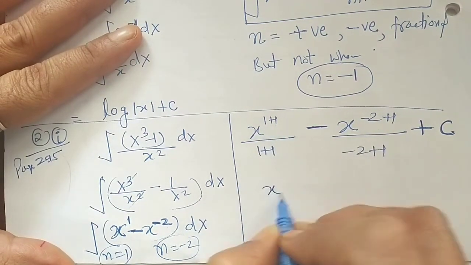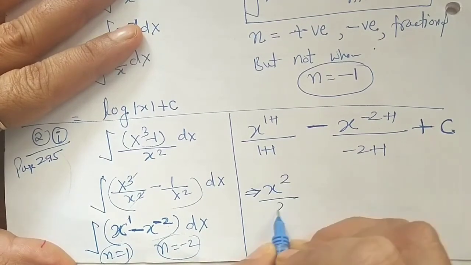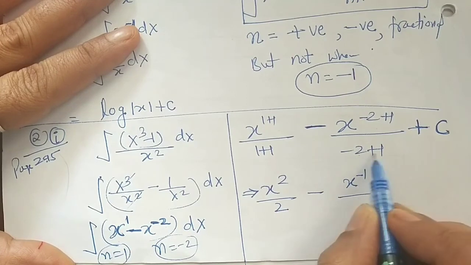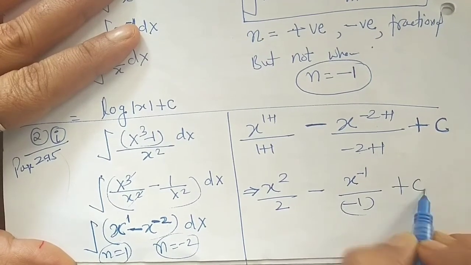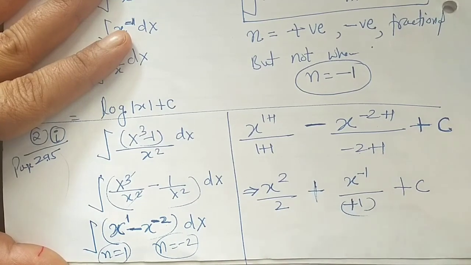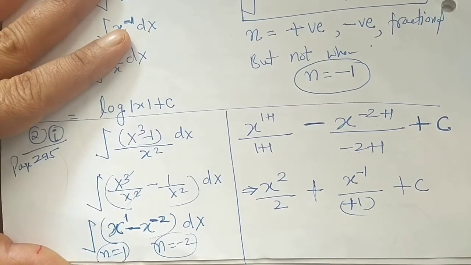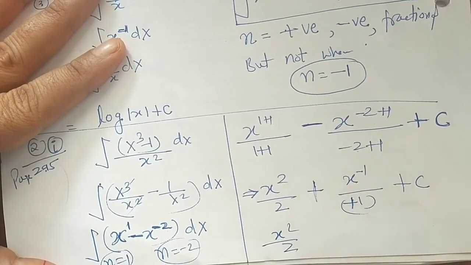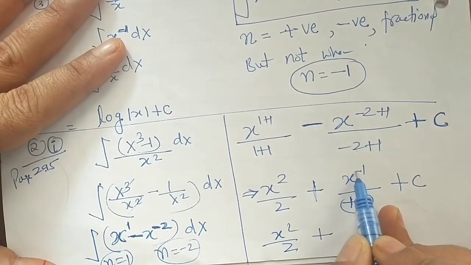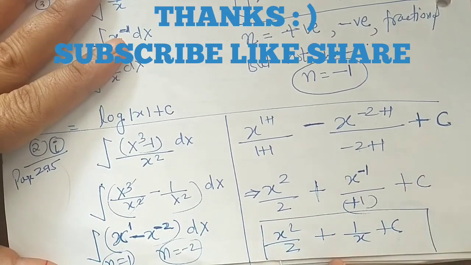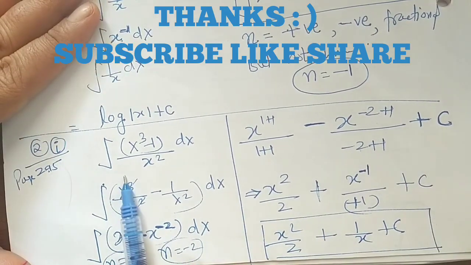So what I am getting here is x square by 2 minus, I am getting x to the power minus 1 by minus 1, plus c. Now this minus and this minus will become plus. Perfect. Now what will I get, guys? x square by 2 plus this x raised to power minus 1, which I can write as 1 by x, plus c. So this is my final answer for this question.